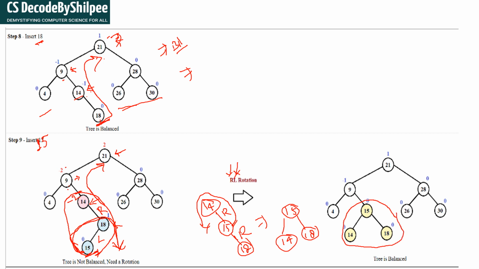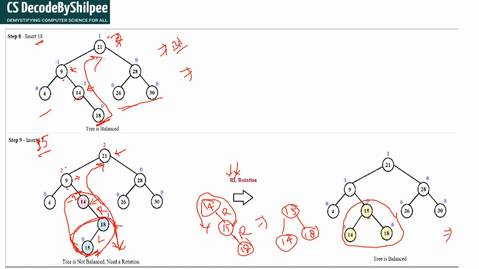Now we have to insert the remaining tree. 9's right child was 14, but 14 is already the left child of 15. So 9 is 9. Now 9's right child becomes 15, right? And the remaining is as it is, you simply merge, right? So after the insertion of the 15, you got this one.